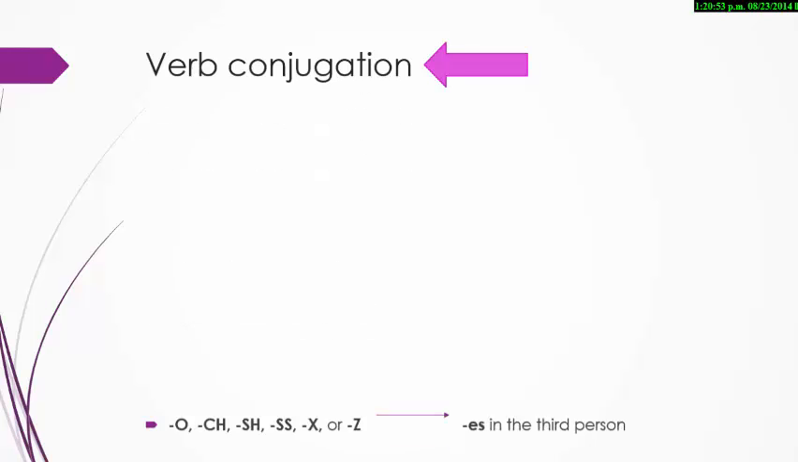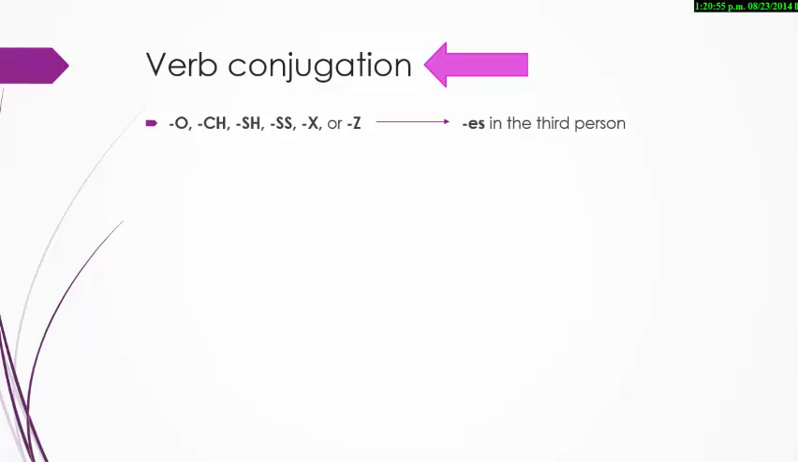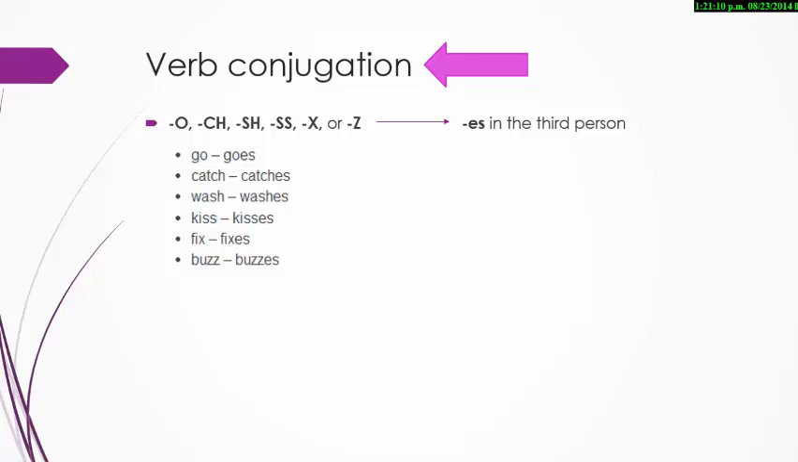Verb conjugation. For verbs that end in o, ch, sh, ss, x, or z, we add es in third person. For example: go, goes; catch, catches; wash, washes; kiss, kisses; fix, fixes; bus, buses.